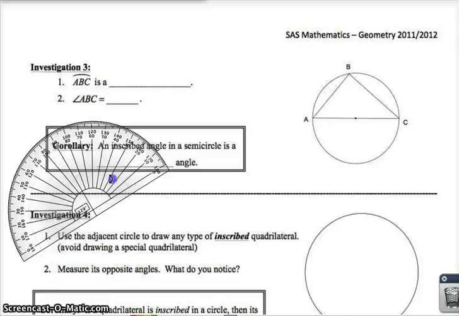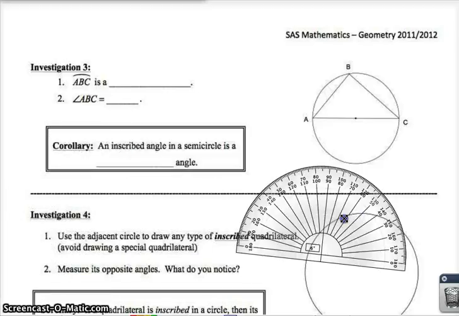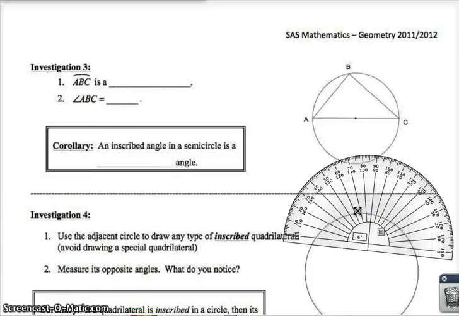So here we have arc ABC. So arc ABC, well, what do you notice about this arc? Well, here I can see that AC is a specific type of chord that goes through the center of the circle. And a specific type of chord that goes through the center of a circle is called a diameter. So AC is a diameter.